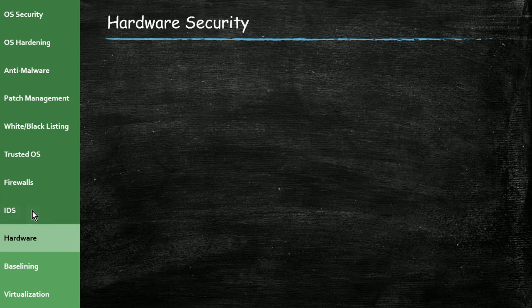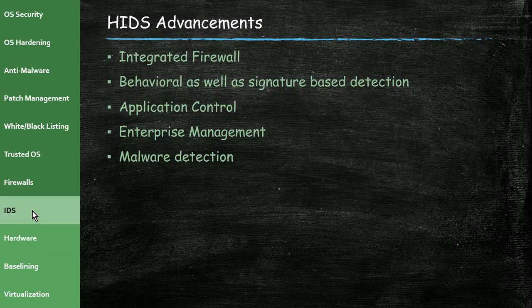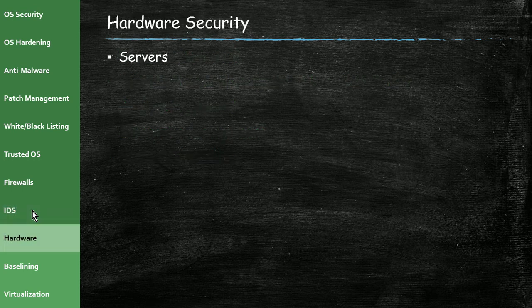They'll typically have malware detection. So you can really use a HIDS as sort of a catch-all for a lot of these little host-based security components that you might need, like anti-malware, antivirus, and an intrusion detection system on the host.